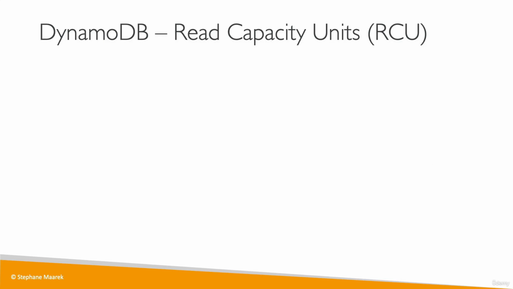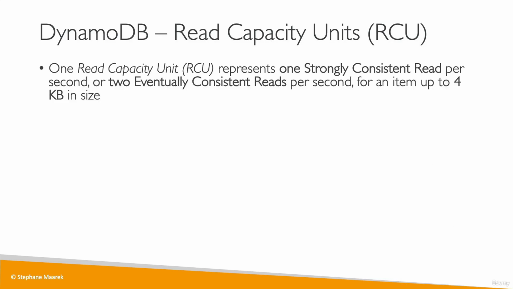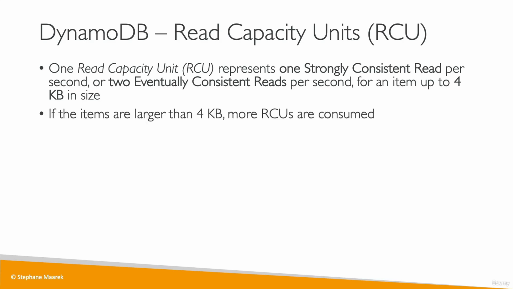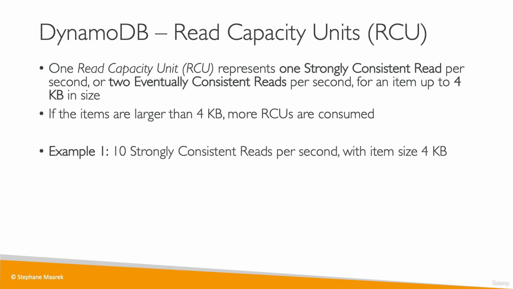Now, let's talk about RCU regarding these 2 things. One read capacity unit, RCU, represents 1 strongly consistent read per second, or 2 eventually consistent reads per second for an item of up to 4 kilobytes in size, which makes the computations a little bit trickier. And if your items are larger than 4 kilobytes, more RCUs are going to be consumed, and again, it's going to be rounded up to the nearest upper 4 kilobytes. So let's go through examples again, and feel free to pause the video.